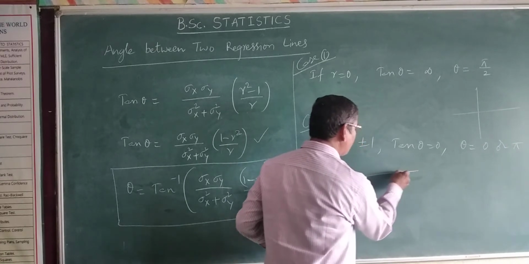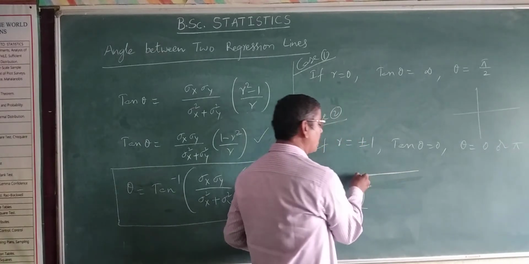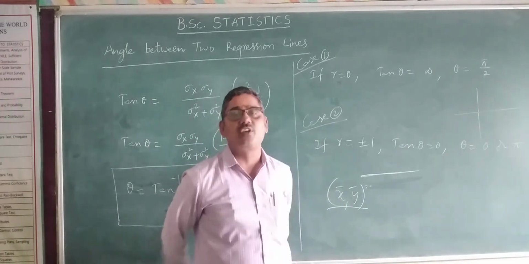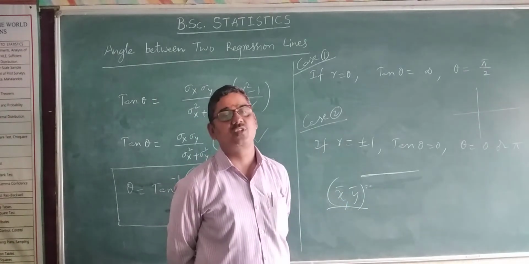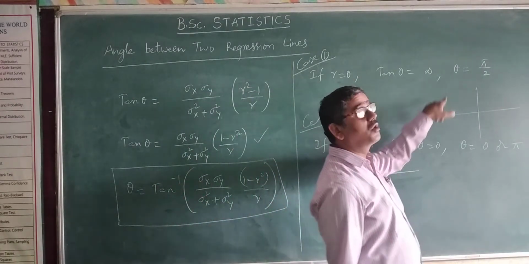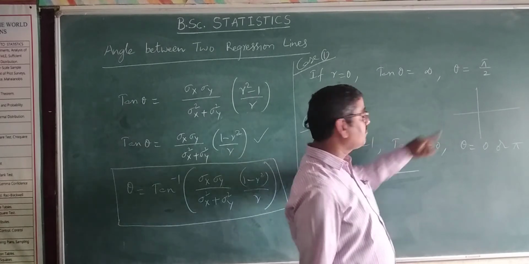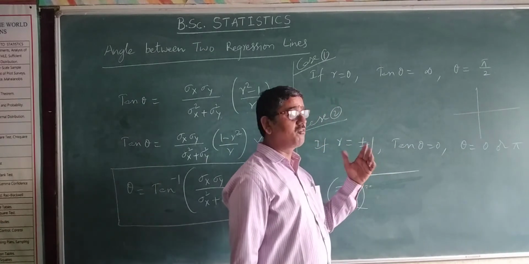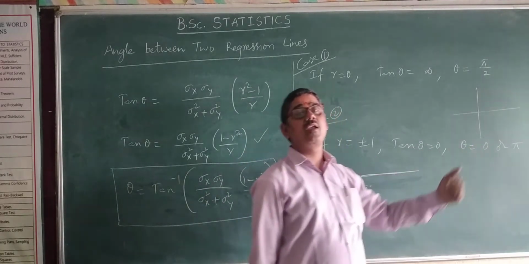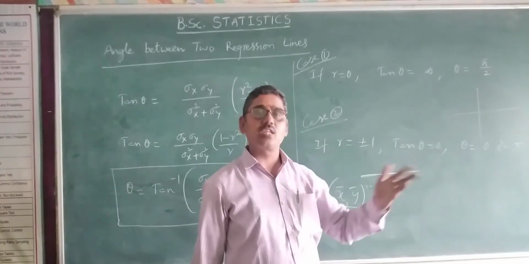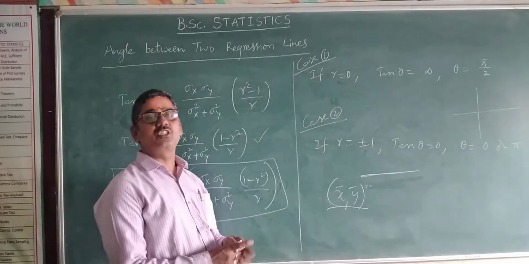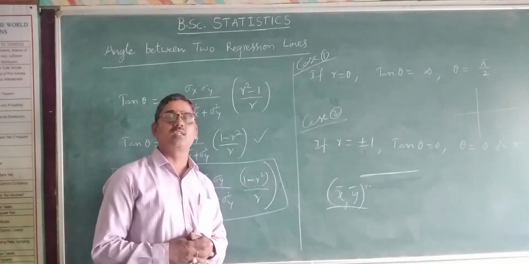That is what we can specify. There is only one regression line, and the two regression lines are the same. So that is the relation: if r is 0, then theta is pi by 2, and the two regression lines are perpendicular. If r is equal to plus or minus 1, the perfect positive and perfect negative correlation, then theta is equal to 0 or pi, and in such a case the regression lines coincide. So this is the discussion of the angle between two regression lines. Thank you.